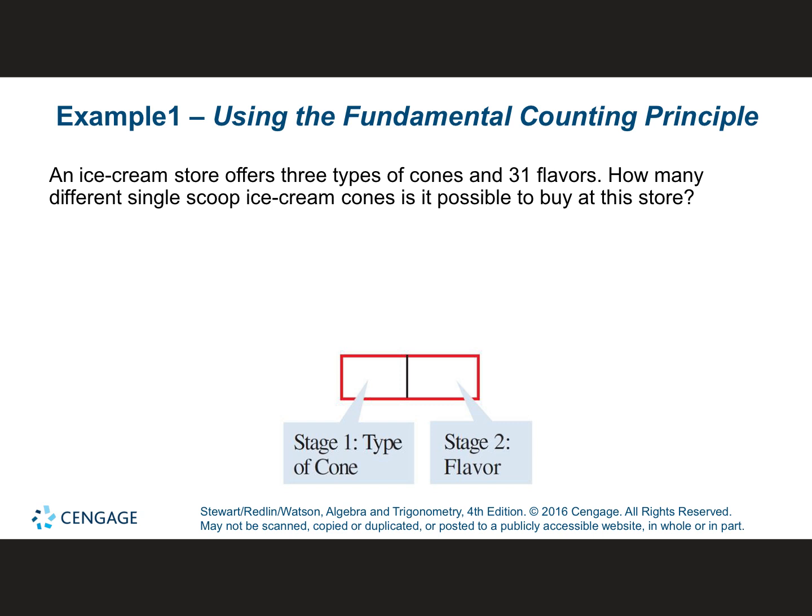Your next example tells you that an ice cream store offers 3 types of cones and 31 flavors. How many different single scoop ice cream cones is it possible to buy at this store? So the number of ice cream cones that you have, there's 3 types. The number of flavors that you have is 31. If you multiply these 2, you get a total of 93 different possibilities.